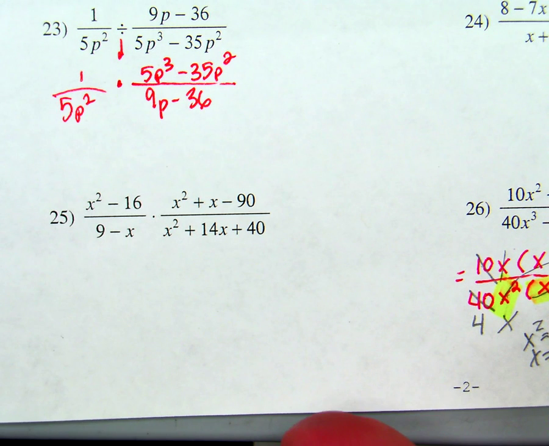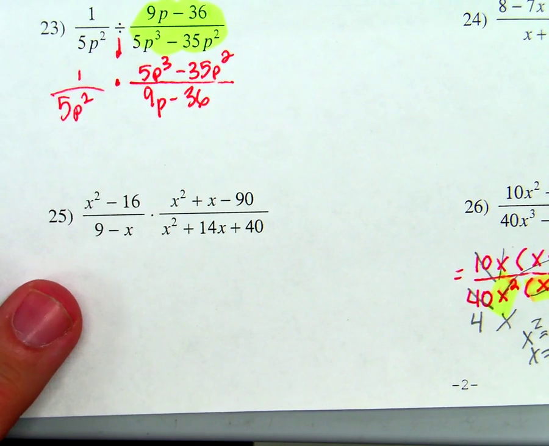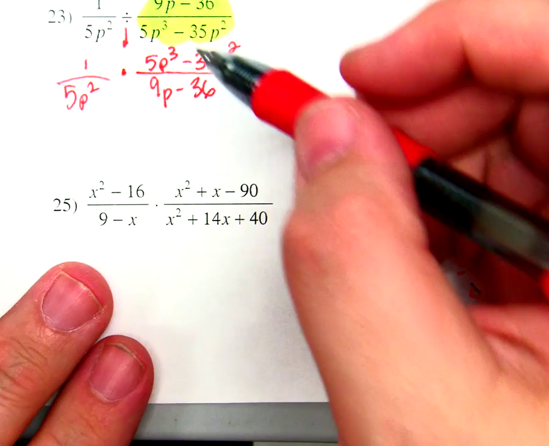So first off, when we have to divide, does that work? Are we okay with that? So it's always having to change this rational expression and that one only. All right, so now we have to factor.